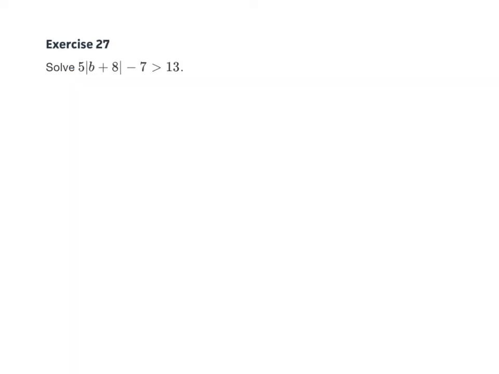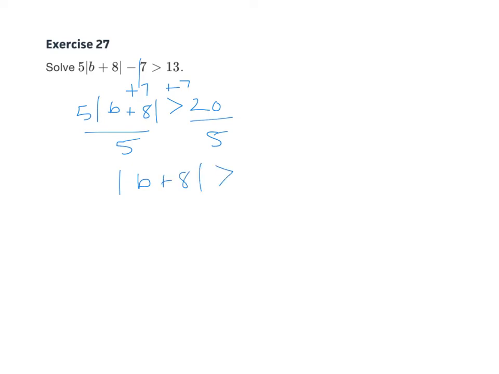Number 27, we're going to start by getting rid of the negative 7. We're going to add 7 to both sides. That gives me 5 times the absolute value of b plus 8 is going to be greater than 20. Now we're going to divide both sides by 5. We get the absolute value of b plus 8 is greater than 4. And now you want to ask yourself, can this positive be greater than 4? Sure, a positive number can be greater than 4.